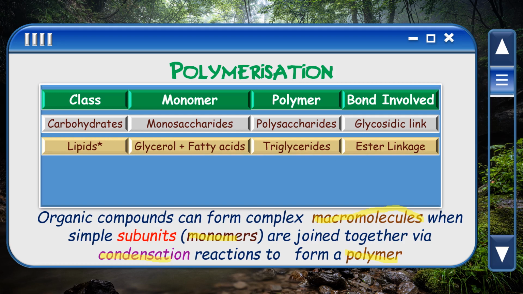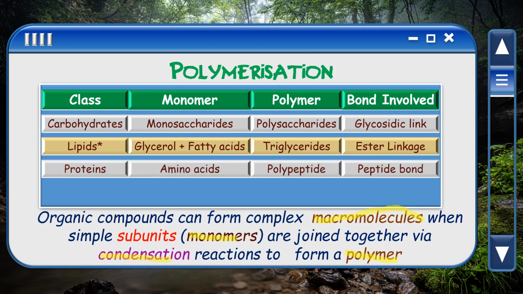The second class are the lipids. Lipids, remember, we have said they don't have monomers, but they have subunits. And those subunits are the glycerol and fatty acids. Those ones, they form a polymer which we call a triglyceride. And the bonds between the glycerol and the fatty acids, those bonds we call ester bonds or ester linkage.